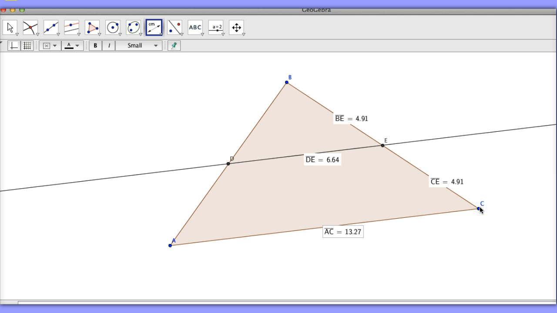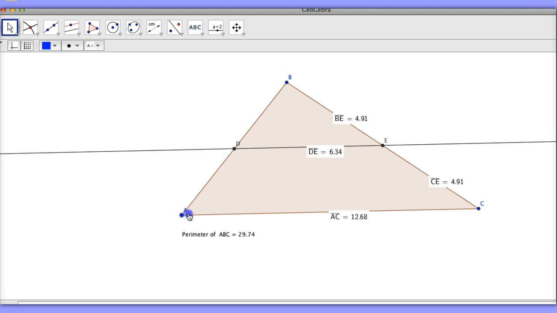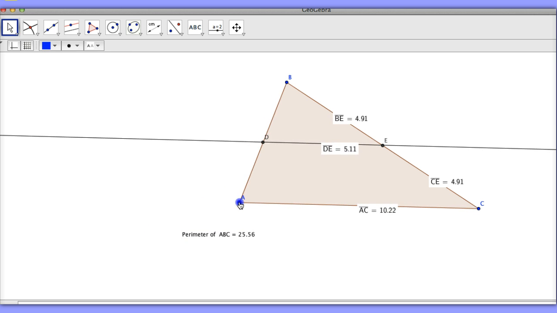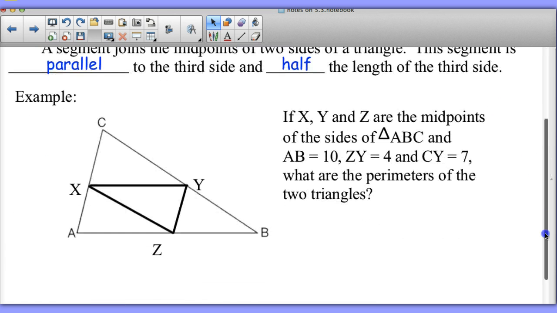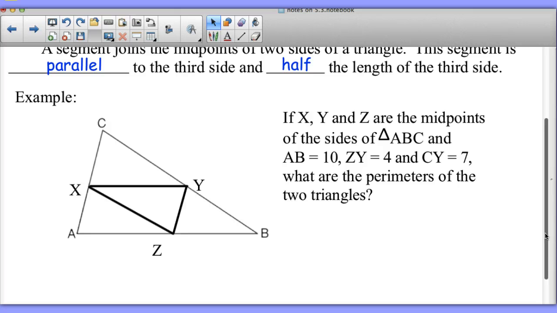It's 13.27. I think that it looks like the relationship here is that AC is twice DE, or we could say DE is half of AC. So let's go back to the theorem one more time. A segment joins the midpoints of two sides of a triangle. The segment is parallel to the third side and half the length of the third side. That makes sense. All right, let's take a look at one final example to finish up.